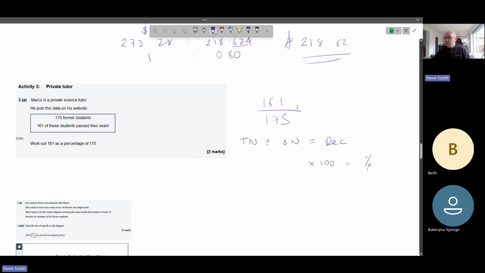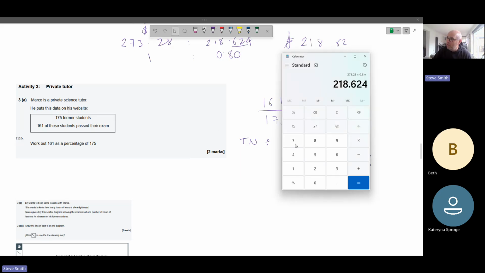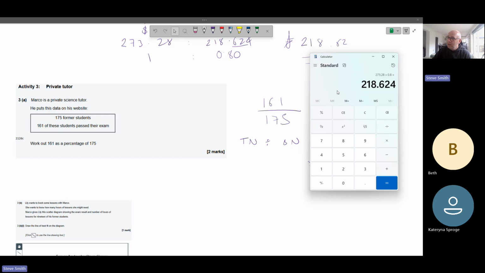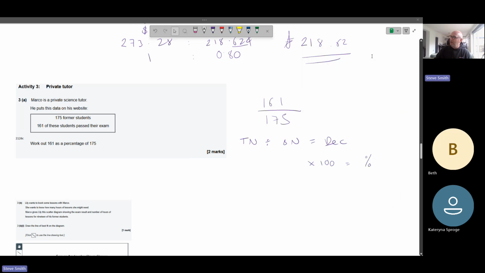Again, I don't know what that is as a fraction in its simplest format, but I don't really need to care, because when I put it in my calculator, because it is a calculator paper, 161 divided by 175 equals 0.92. Then 0.92 times 100, we've got 92%. Great pass rate, isn't it? Wow. Okay, 0.92 times by 100 equals 92%.